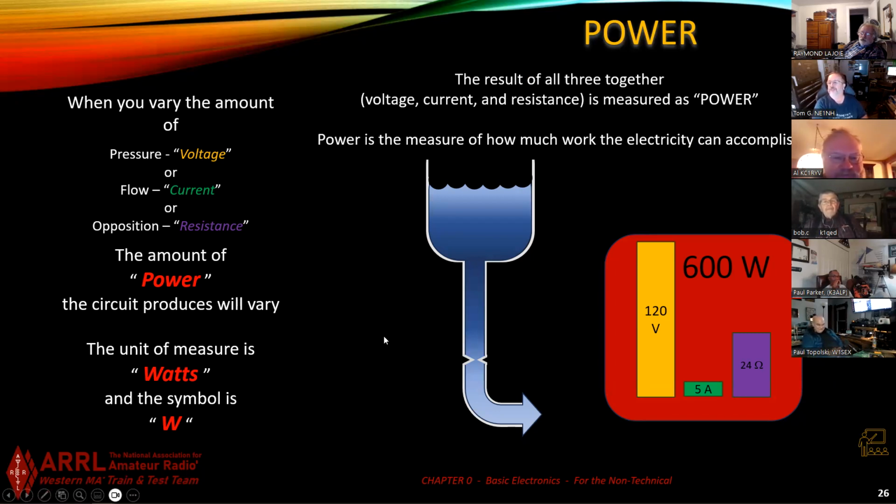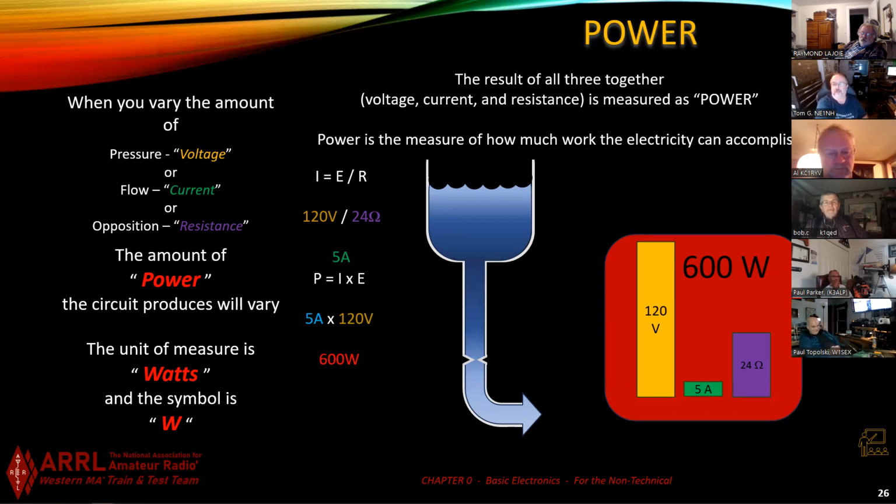So I'm going to take this and say, I know I = E divided by R. 120 divided by 24, 5 amps. That's easy. And I know P = I times E, 5 amps times 120 volts, 600 watts. Done. I can do that in my head faster than I can do V squared over R. So I don't remember any of those other formulas. Never have bothered to.